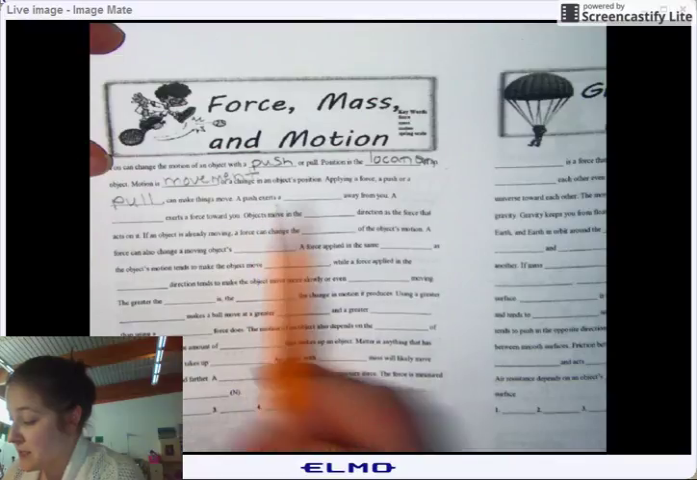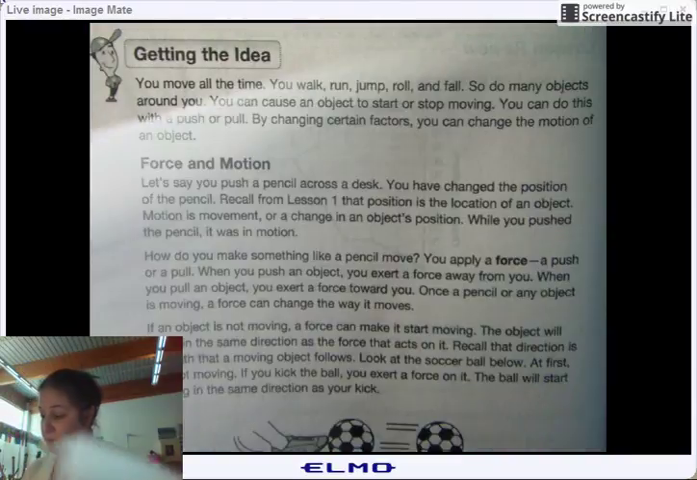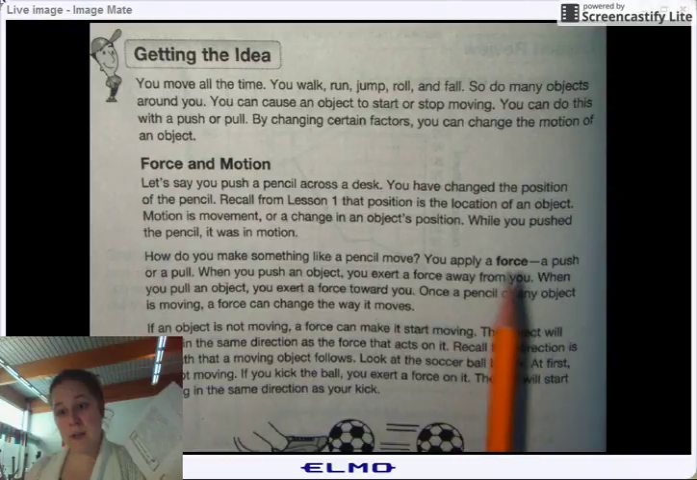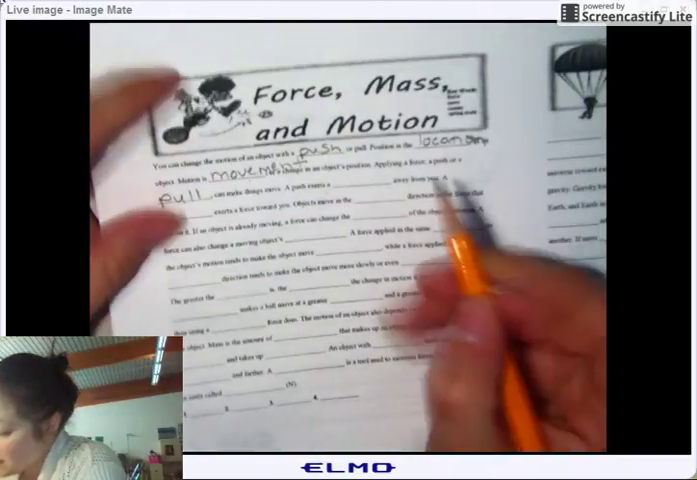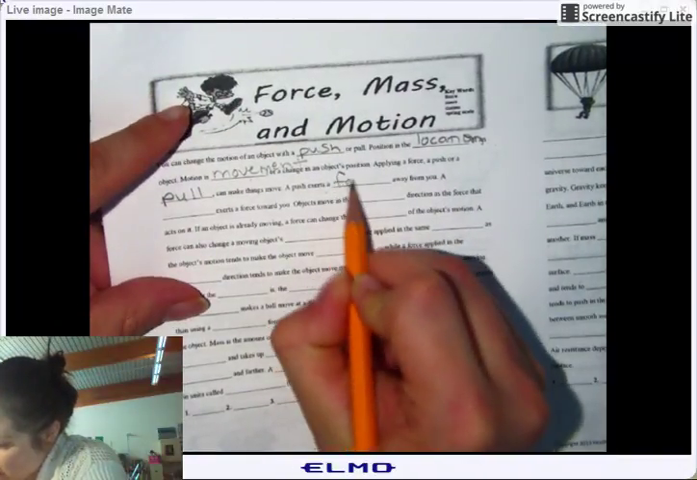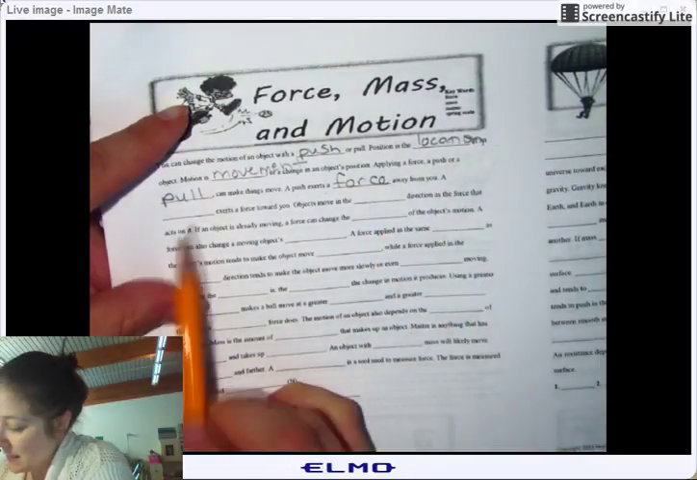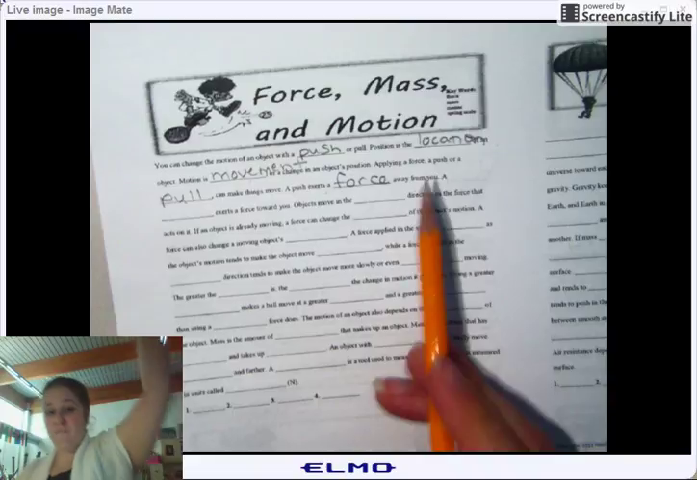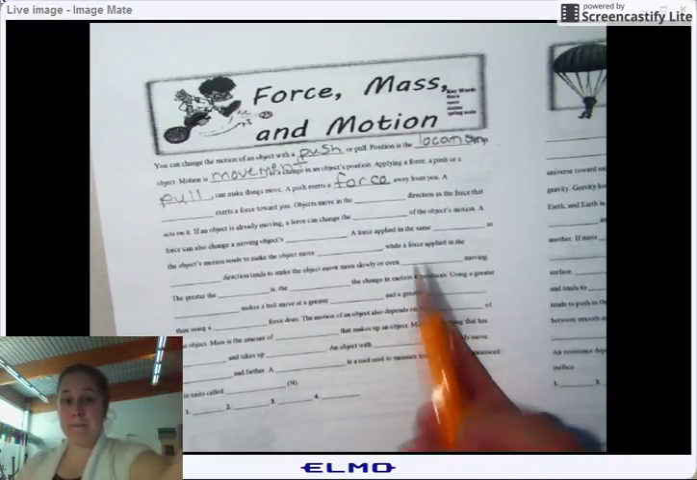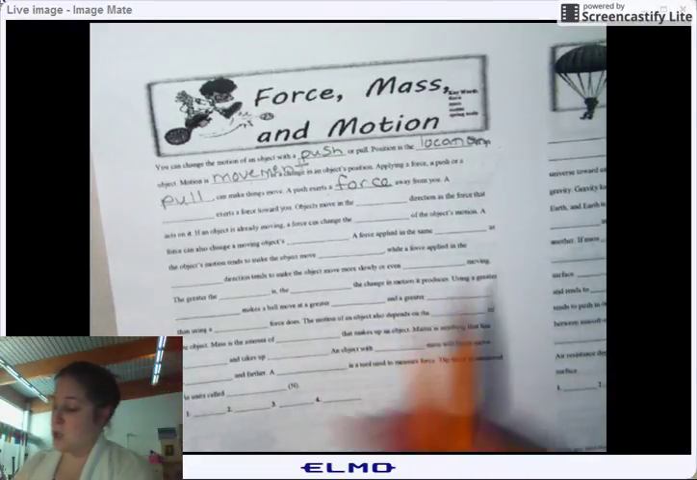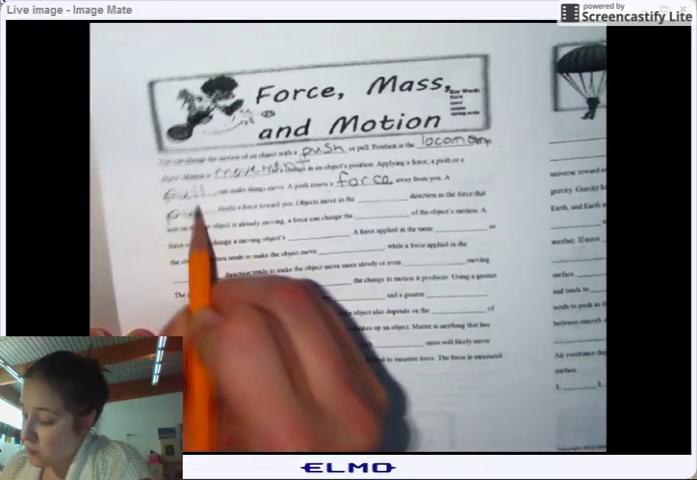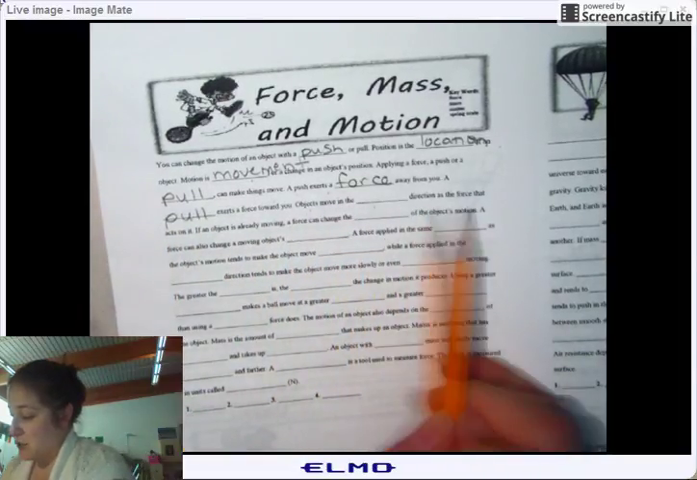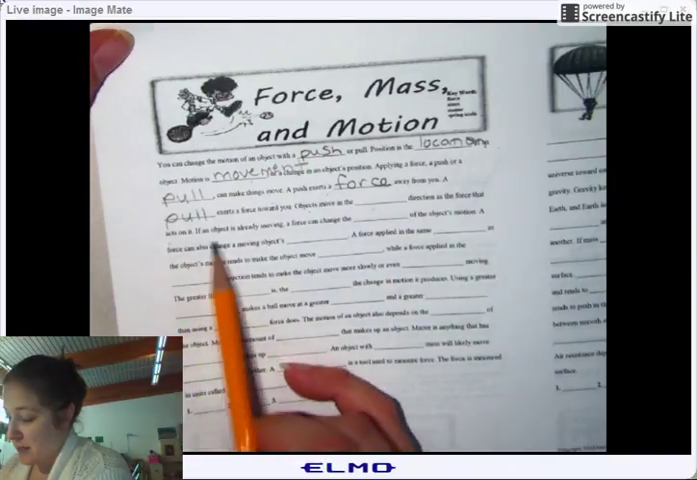A push exerts a blank away from you. What's it going to do? Yep, a force away from you. A blank exerts a force towards you. So if a push is away from you, you should write pull exerts a force towards you. Objects move in the blank direction that the force acts upon it.